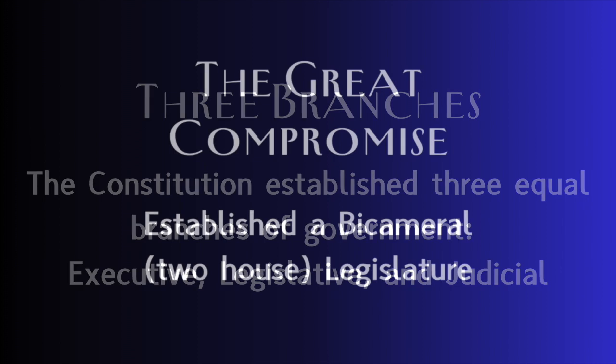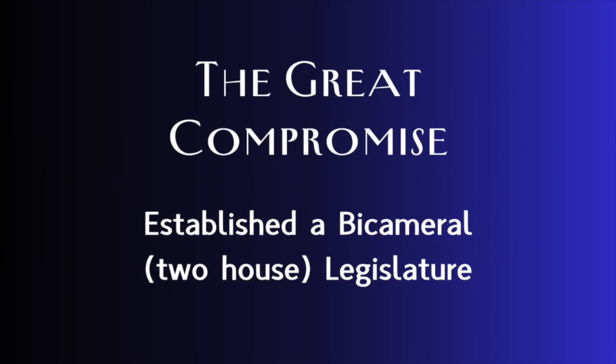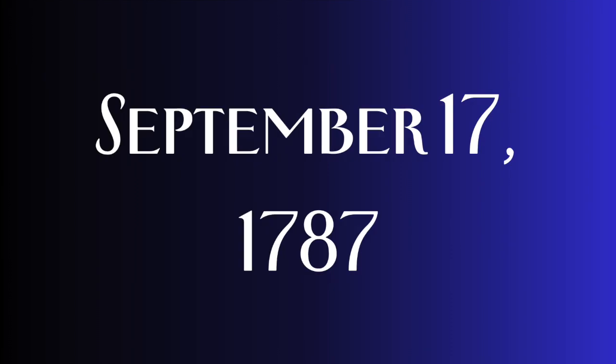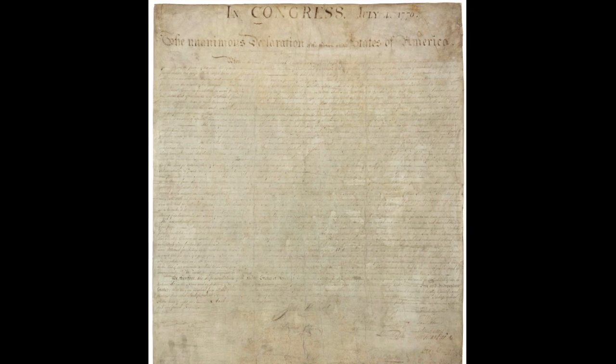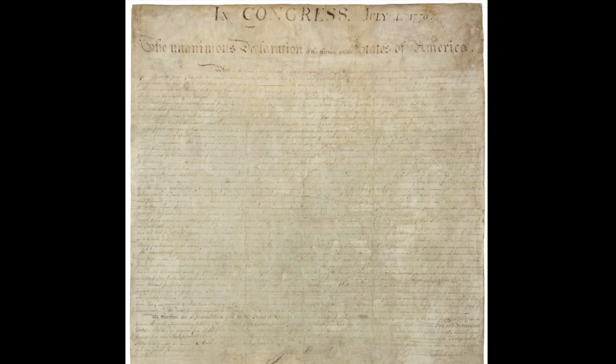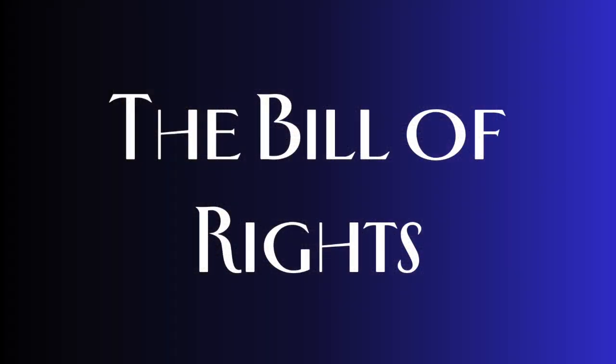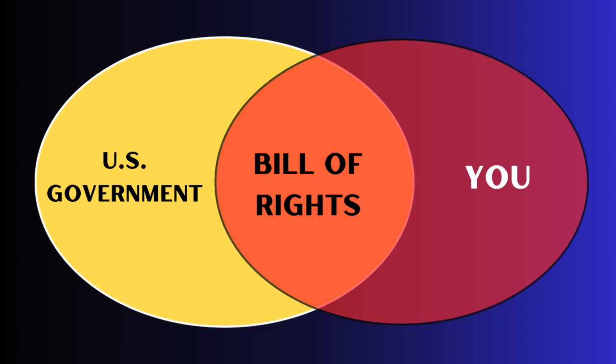The Great Compromise established a 2-house legislature balancing large and small states' interests. The Constitution was signed on September 17, 1787. To become law, the Constitution required ratification by 9 of the 13 states. This sparked intense debate. Federalists supported the new Constitution, while Anti-Federalists feared it concentrated too much power in the central government. To address these concerns, the Federalists promised to add a Bill of Rights to protect individual freedoms.